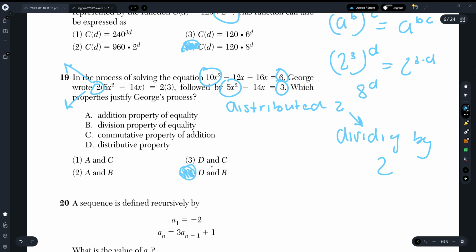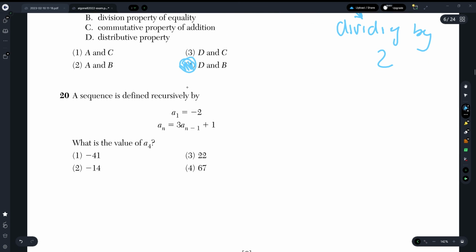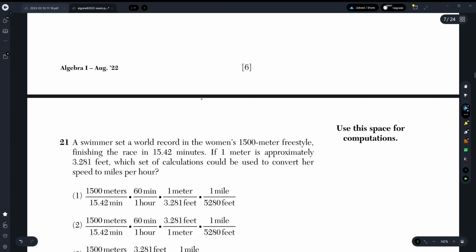A sequence is defined recursively by a of 1 is equal to negative 2, a of n is equal to 3 times a of n minus 1 plus 1. You can go ahead and work this out in your calculator just by plugging this into the function. If you change the type of graph, it could save us some time and say that it's 1. Right, moving on to number 21.